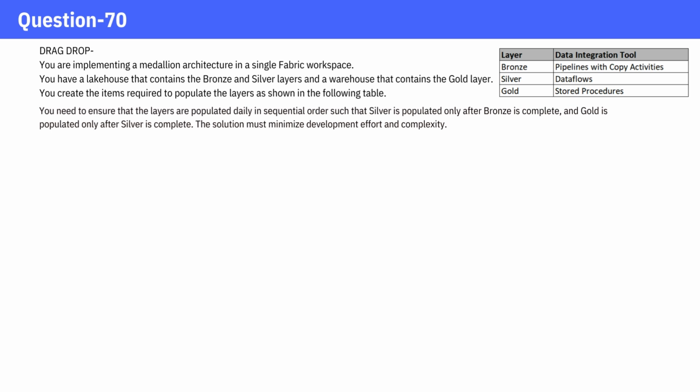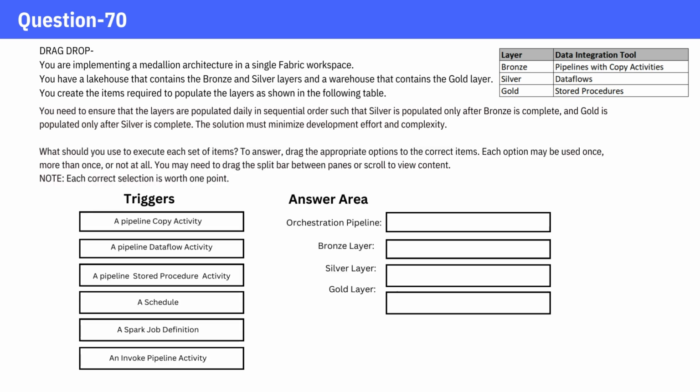You need to ensure that the layers are populated daily in sequential order, such that silver is populated only after bronze is complete, and gold is populated only after silver is complete. The solution must minimize development effort and complexity. What should you use to execute each set of items? Each option may be used once, more than once, or not at all.